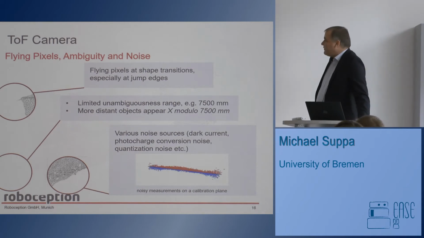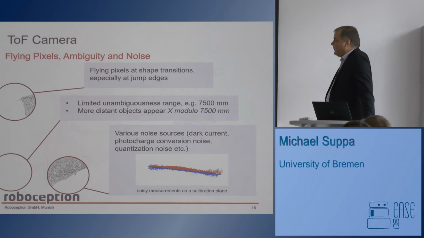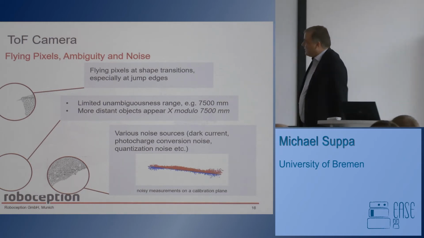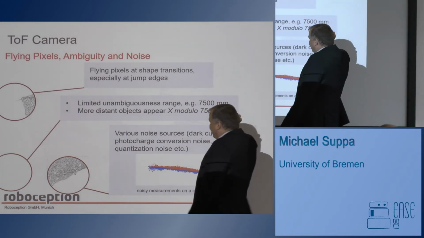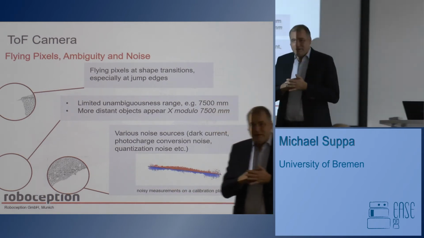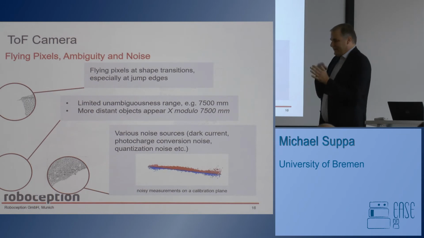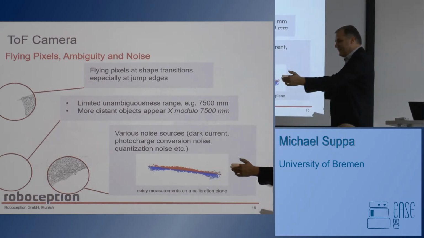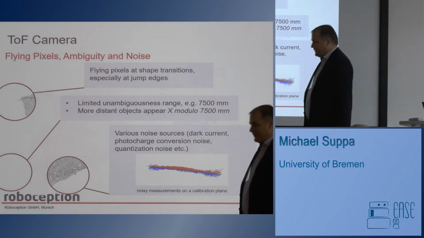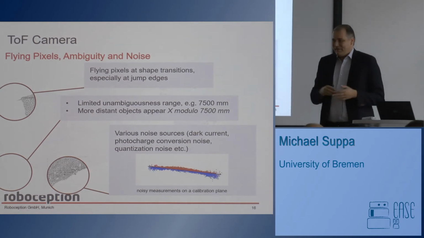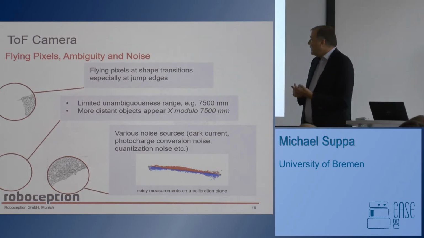Then you have other issues, which are flying pixels, ambiguities, and regular noise. What you sometimes have is these flying pixels at shape transitions, so on edges. You also see it in some of your depth cameras. Sometimes the pixel is on the edge, sometimes it's behind the edge, sometimes it's in the middle. That's not a systematic error, so that's not something that you can calibrate.